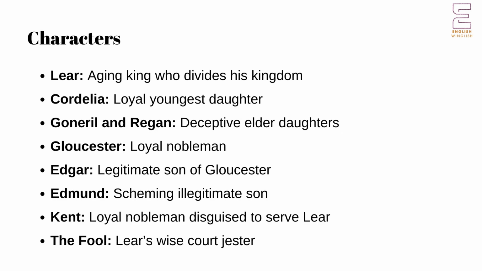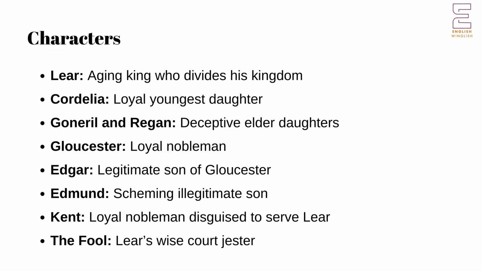Characters. Lear, the aging king who decides to divide his kingdom among his daughters, leading to his downfall. Cordelia, Lear's youngest daughter, disinherited for her honesty but remains loyal and loving. Goneril and Regan, Lear's elder daughters who deceitfully profess their love for power, ultimately betraying him. Gloucester, a nobleman loyal to Lear, betrayed by his illegitimate son Edmund.